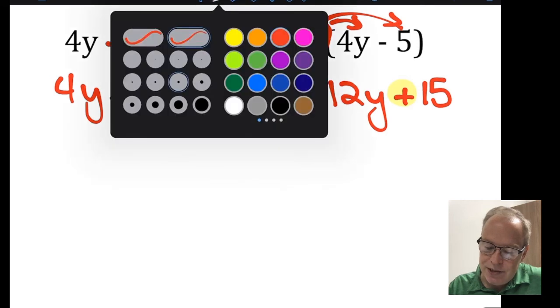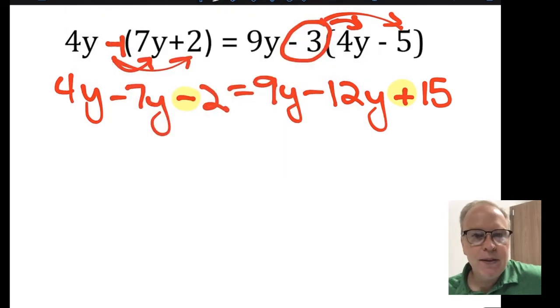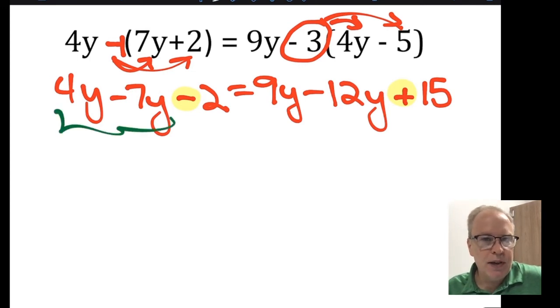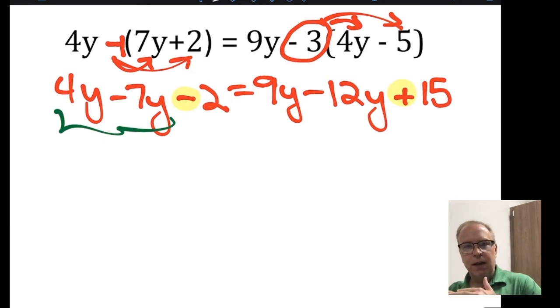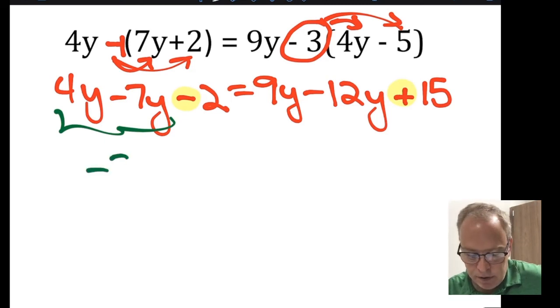Okay, so what's the next thing we do? We actually haven't seen a problem like this yet. We've got variables everywhere. So our goal is to get them together and hopefully on one side. So these guys are already together and they're on one side. So what does 4 and negative 7 give you? So 4 steps forward and then 7 steps back. Where are you at? You're at negative 3y.